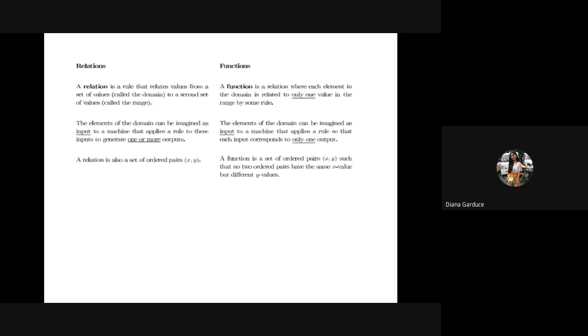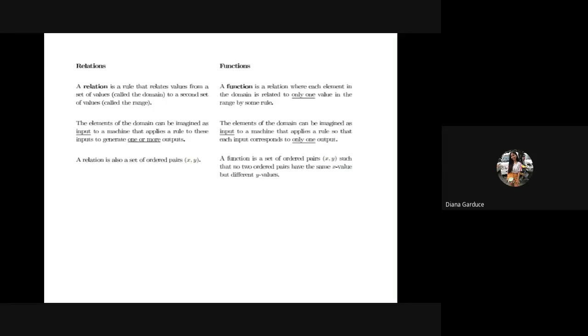Okay. So again, an example of relation is the relationship of a student to his or her parents, the relationship of a number to the square of its number, the relationship of an airport to the airport code. On the other hand, when you say function, that's a relation where each element in the domain is related to only one value in the range by some rule. So the elements of the domain can be imagined as input to a machine that applies a rule so that each input corresponds to only one output.